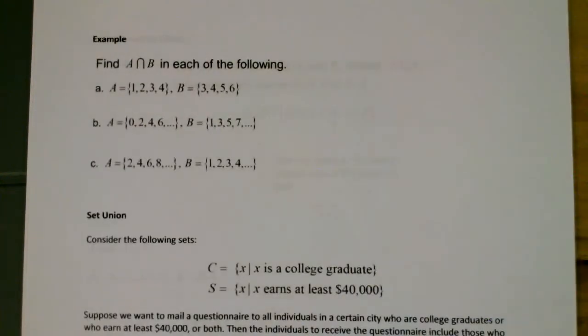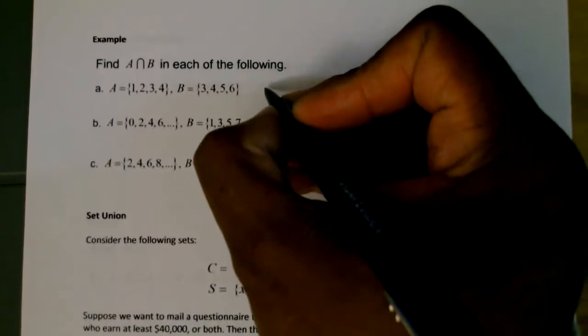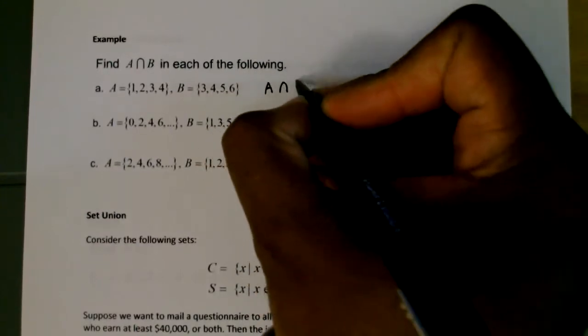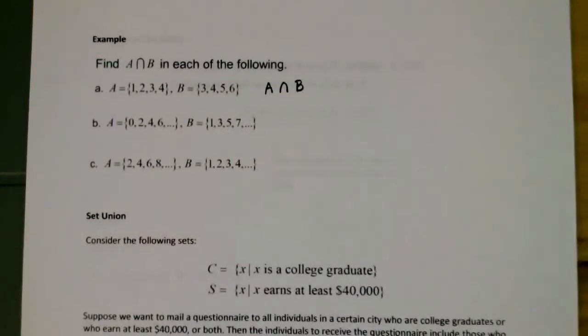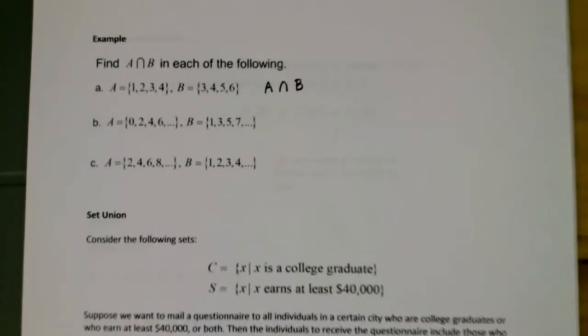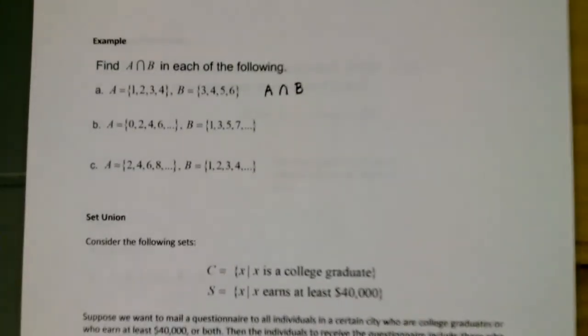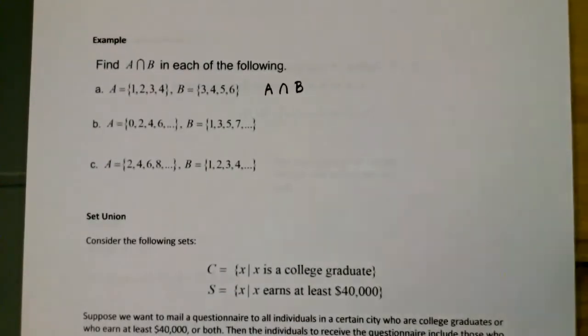So let's look at a few examples of this: finding the intersection of A and B in each of the following. In part A, A has the elements 1, 2, 3, 4. B has the elements 3, 4, 5, and 6. To find the intersection of A and B, we need to identify the elements that are in both A and B. They have to be in both A and B.